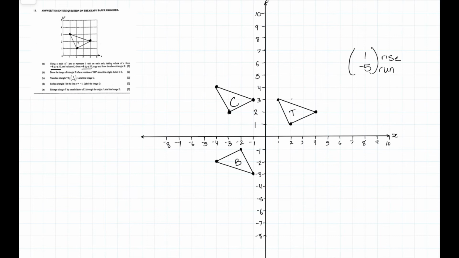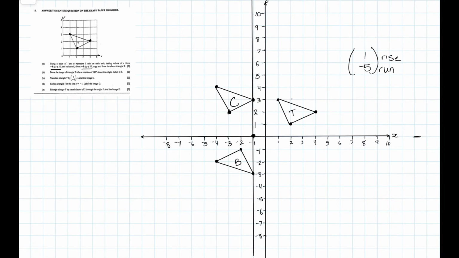Okay, so D says to reflect triangle T, so always back to the main triangle. We're going to reflect triangle T in the line x equal -1 and label that image D. So let's first of all find the line x equal -1. And of course, this axis here, the horizontal axis, is the x-axis, and -1 is this point right here, which means that the line x equal -1 is this line here.